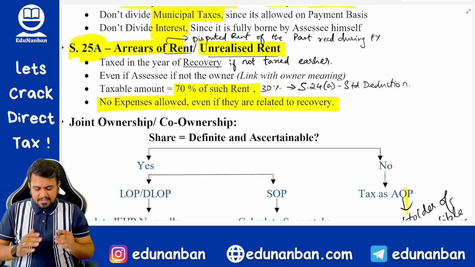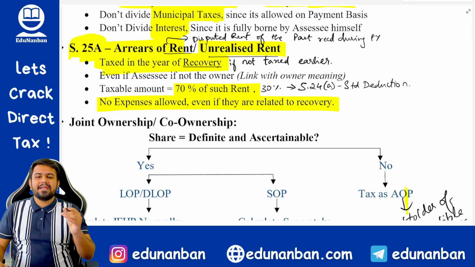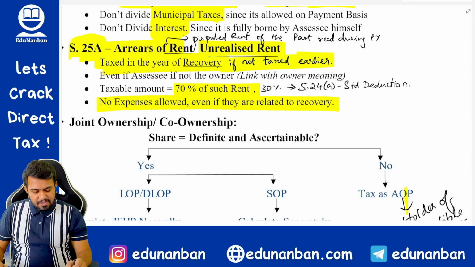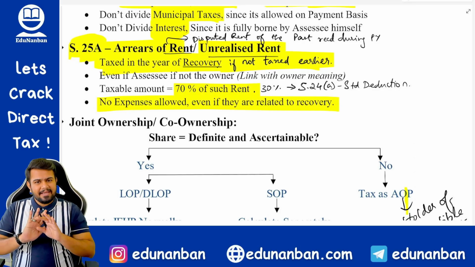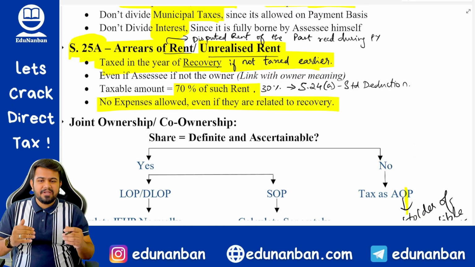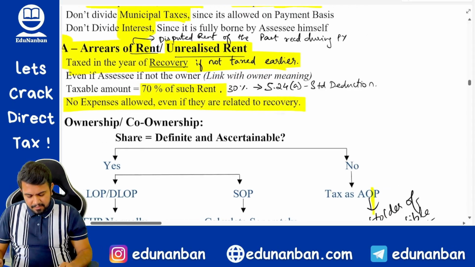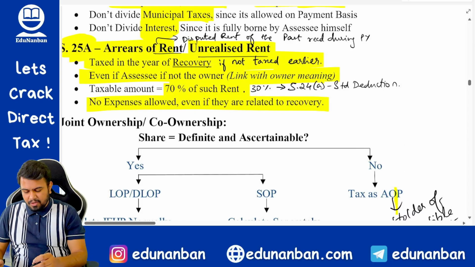In such case, in the year of recovery, it should be taxed under income from house property if it was not taxed earlier. If it was taxed earlier, then ignore it. But if it was not taxed earlier, then in the year of recovery you have to tax it. These both are taxable even if assessee is not the owner.